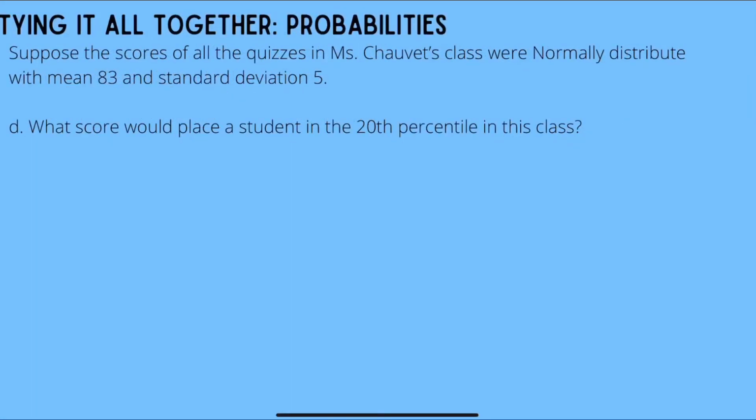We have one final step with these types of problems before completing everything we need to know and achieving our learning goal. So once again, we are dealing with the same situation, a mean of 83 and a standard deviation of 5. This time, we want to find the actual value that would place a student in the 20th percentile in the class. So remember, percentile is the percent of values equal or less than. So in this case, the 20th percentile means 20% equal to or less than.